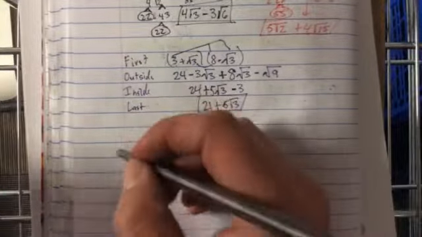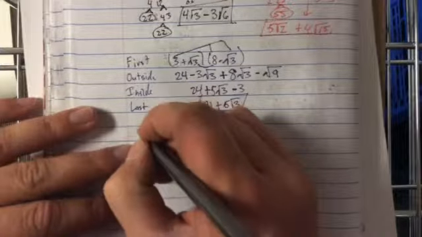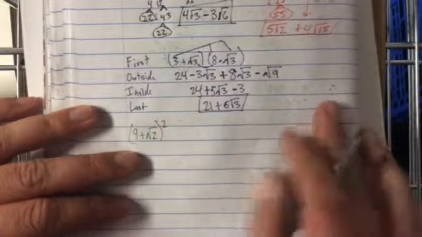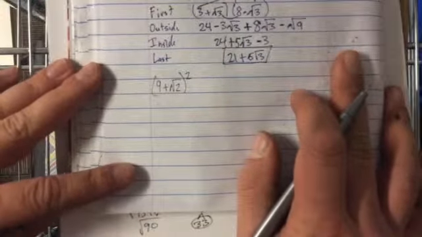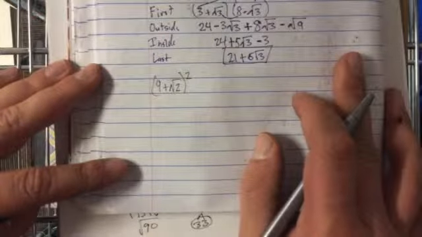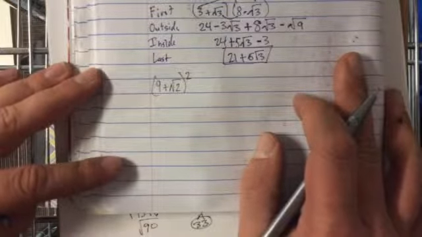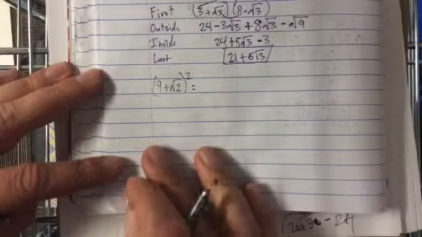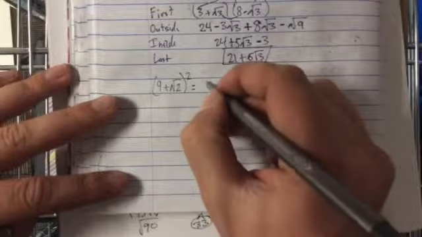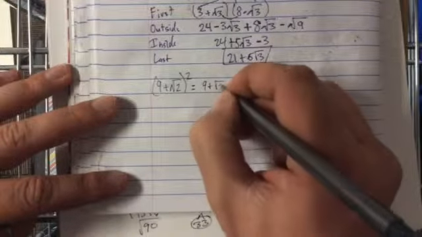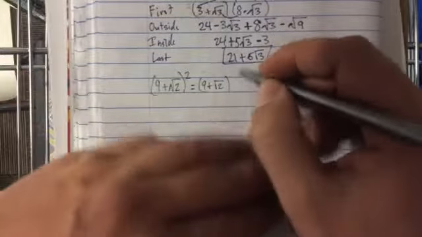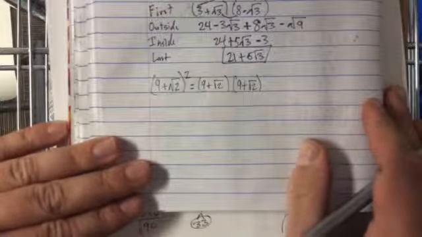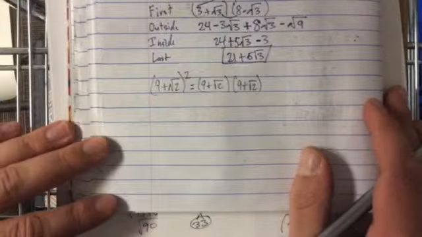Let's say we had 9 plus the square root of 2 squared. So we have 9 plus the square root of 2 squared. What's another way we can rewrite this? 9 plus the square root of 2 times 9 plus the square root of 2. And now we can FOIL.